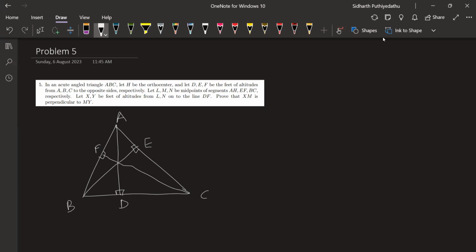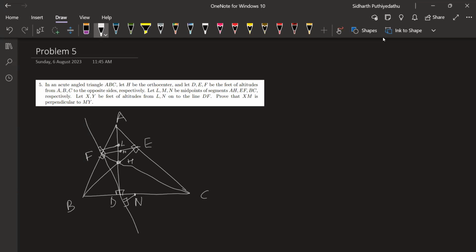Let L, M, N be midpoints of AH, EF, BC, respectively. Sorry, take H, L, F and N. Let X, Y be feet of altitudes from L and N. Okay. So we draw this line DF. And we drop altitudes or perpendiculars from L and from N.